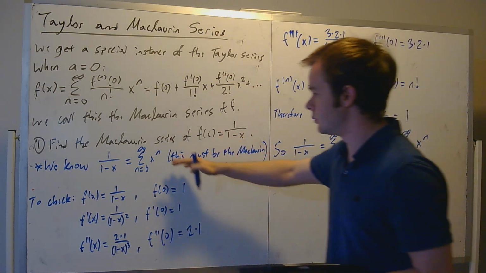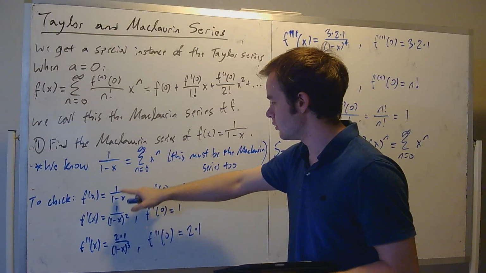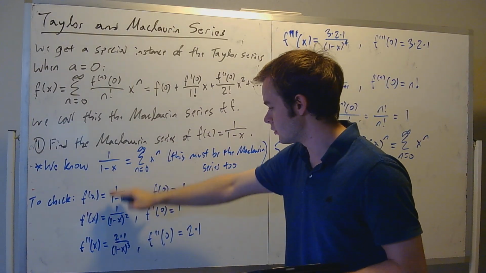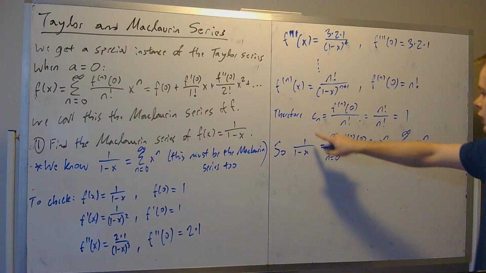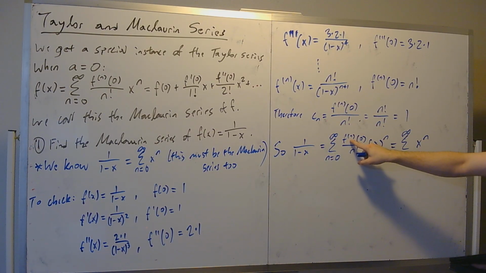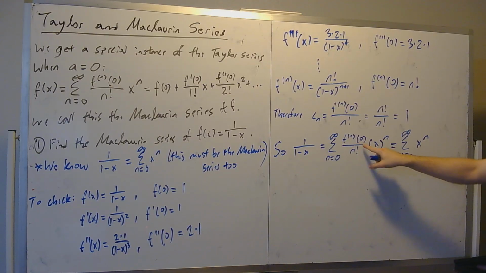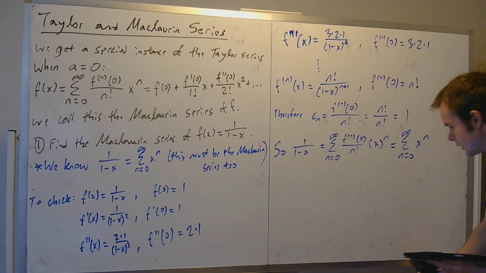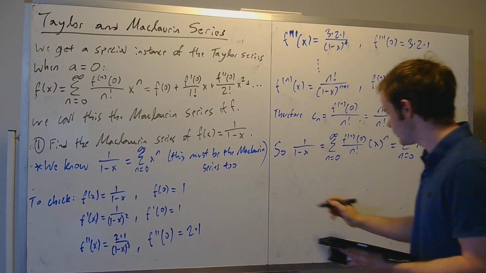That was this problem. We just needed to check this statement right here, and the way we checked it was we just took all of our derivatives, and then we knew that we needed to use this formula. So we needed to find what the nth derivative at 0 was, and once we figured that out, we could use the formula to solve the problem. Okay, let's do another example here.